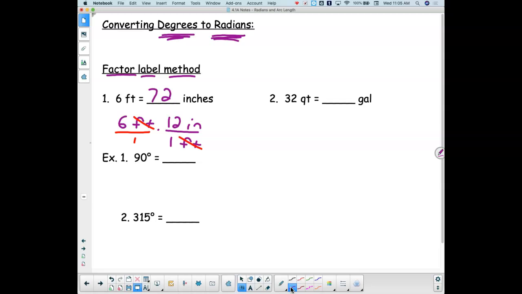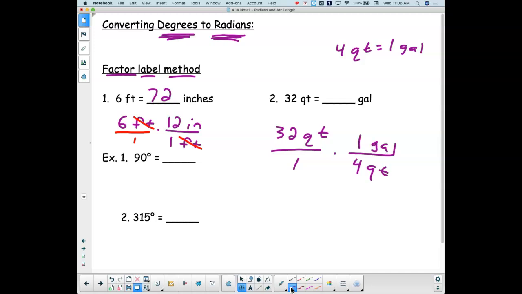32 quarts equals how many gallons? Oh, you're thinking how many quarts to a gallon? That would be 4 quarts to 1 gallon. Go for it. You should have put quarts on the bottom and gallons on top. Why do I know quarts go on the bottom? Because my quarts cancel. So now I'm just doing 32 divided by 4. We all know that is 8.